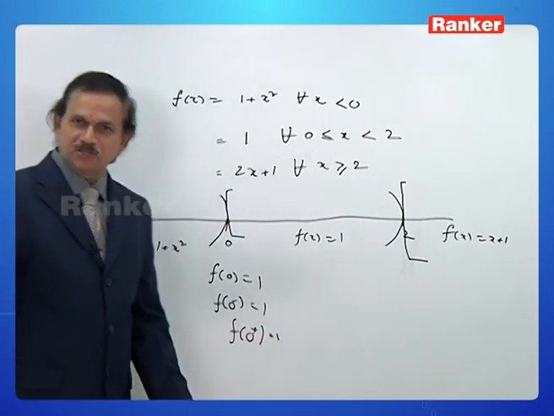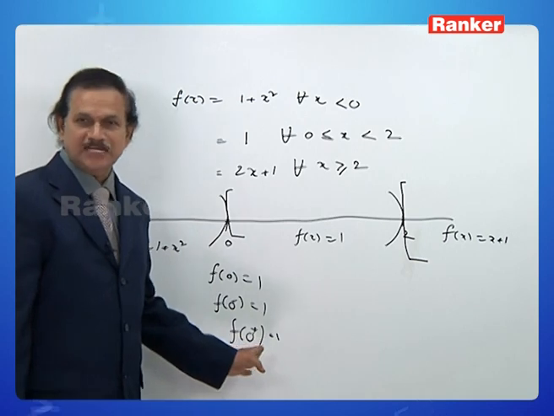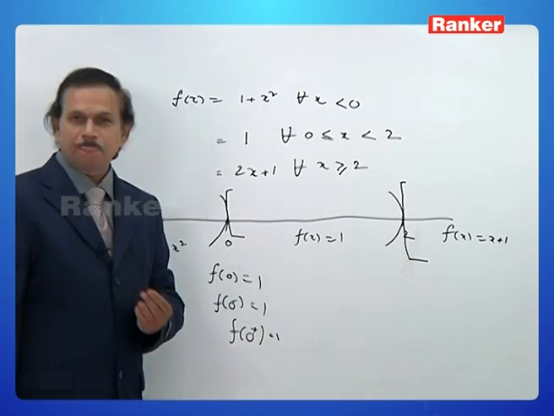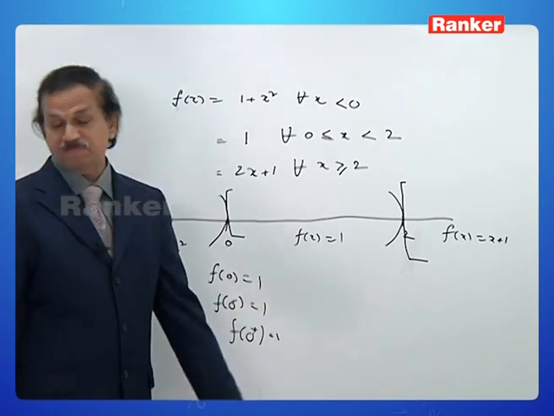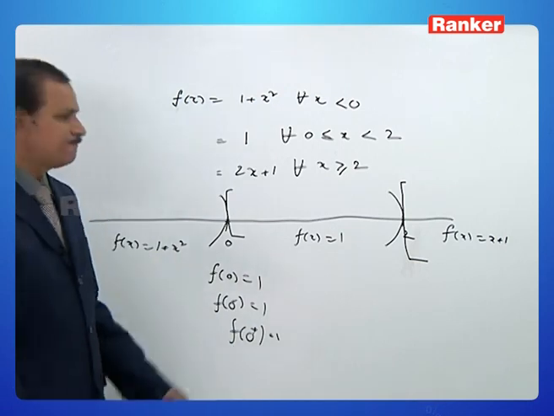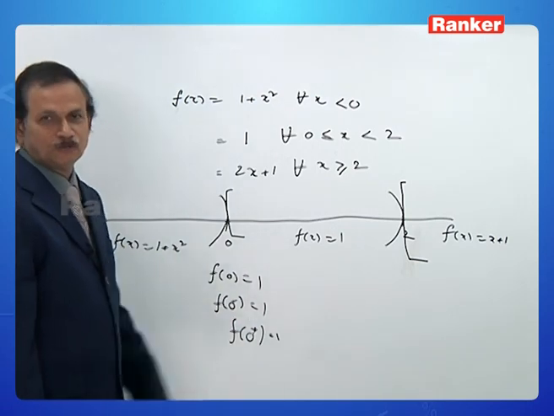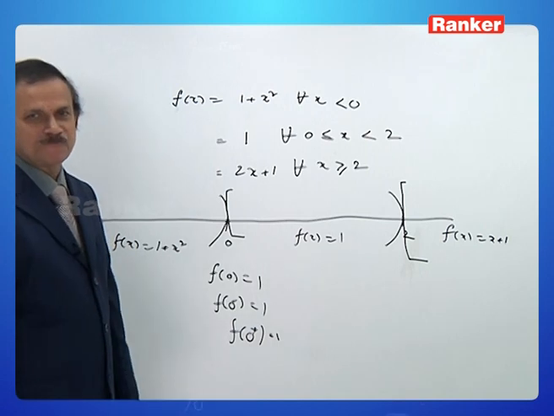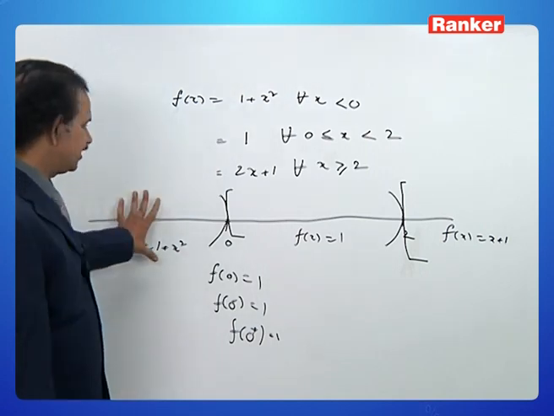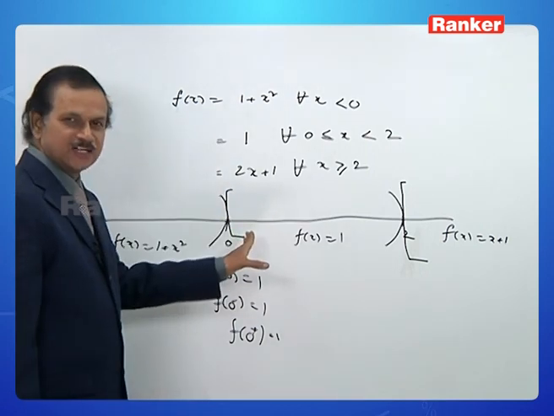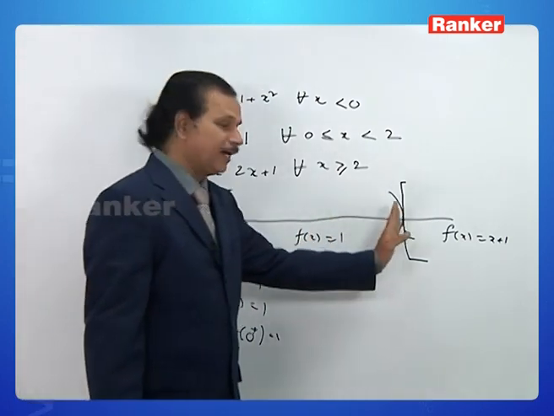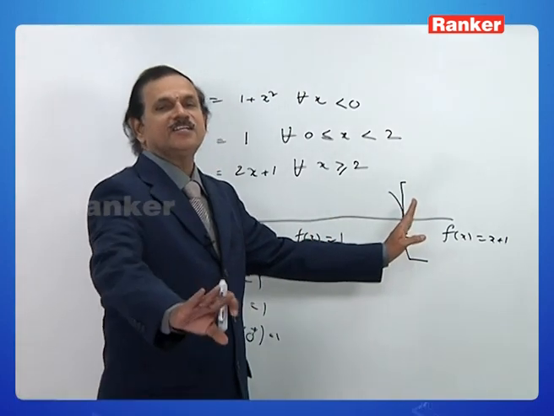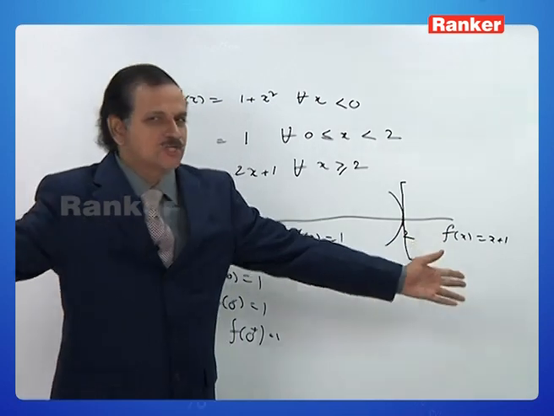You please observe these 3 items. f of 0 is 1, f of 0 from left is 1, f of 0 from right is 1, and f is continuous at x equal to 0. We should feel happy. f is continuous here, here and here also. So up to this point, for continuity of f, there will be no obstruction at all.